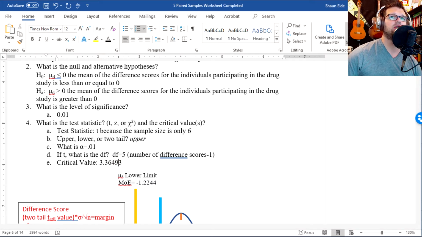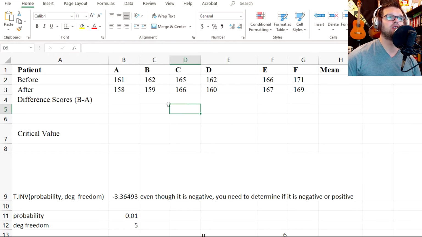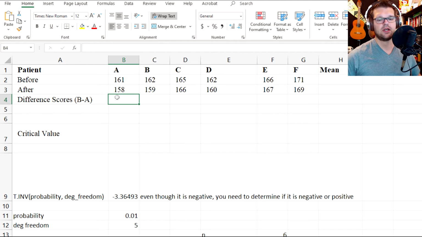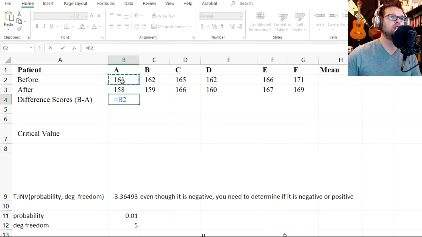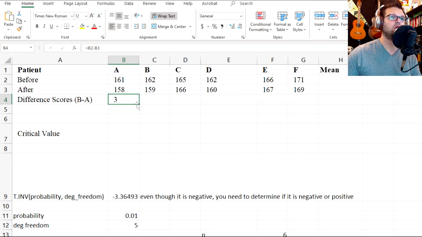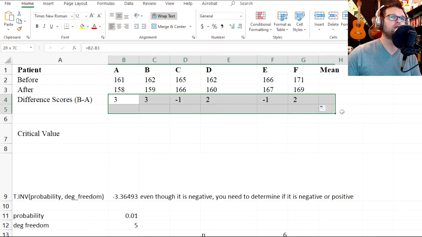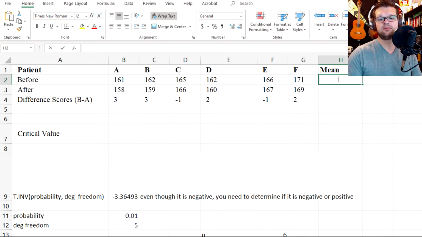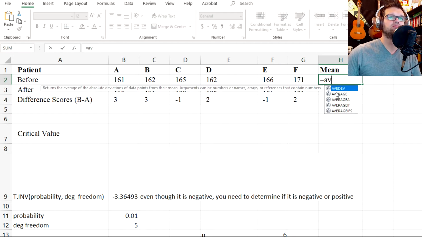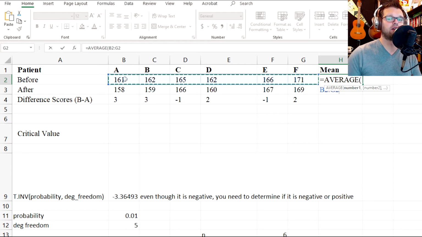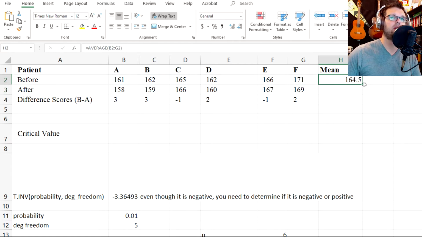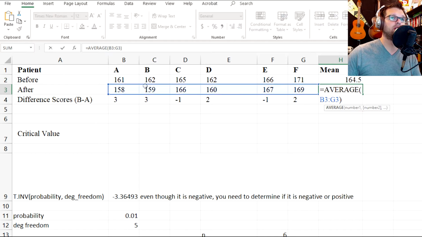And so now let's go back to Excel. Instead of just saying, hey, this is a critical value, let's work all this out, okay? So we have the difference scores, so we're going to take equals the before minus the after. And so you've got all these difference scores. And then we also have the mean, equals the average of everything that you got here, of the before scores, and then you've got the average of all the after scores.